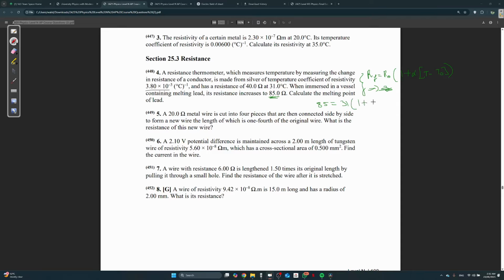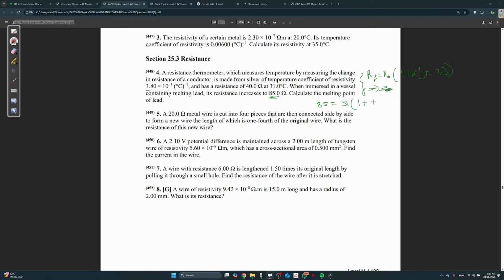So the length is L over 4, but the area, you now have A. Area doesn't change when you cut the wire, it's still the same wire. But when you stack them like this, it's now 4A. So A prime is equal to 4A. So L over 4 over 4A, denominator over denominator, you multiply them. So L over 16A. So it's going to be resistivity times L over 16A.